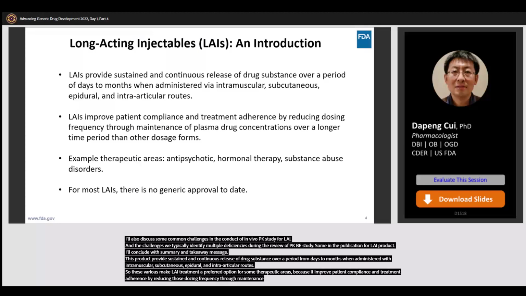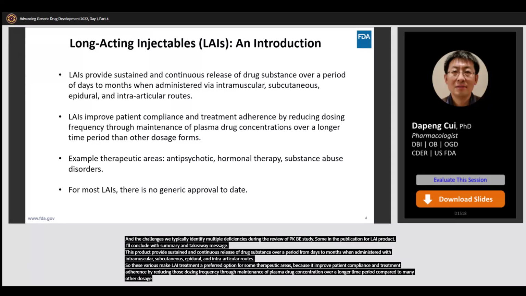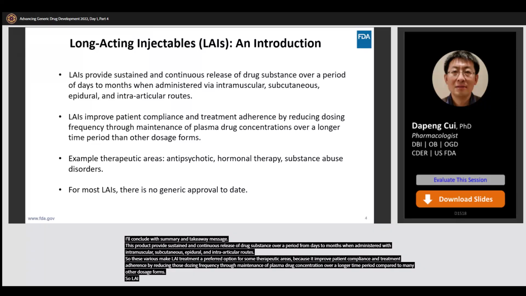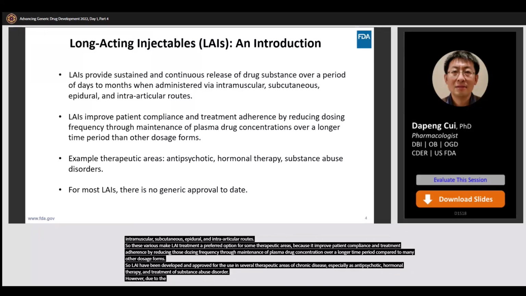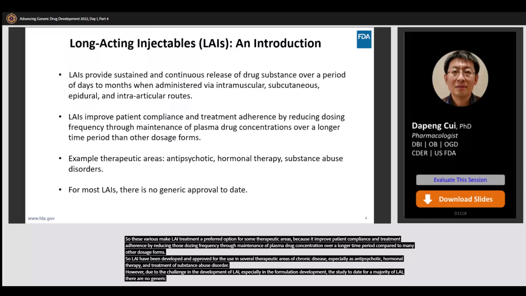So LAI have been developed and are approved for the use in several therapeutic areas of chronic disease, especially as antipsychotic, hormonal therapy, and treatment of substance abuse disorders. However, due to the challenge in the development of LAI, especially in the formulation development and in vivo BE study, to date for majority of innovative LAI, there are no generic product approved through the 505(j) pathway.